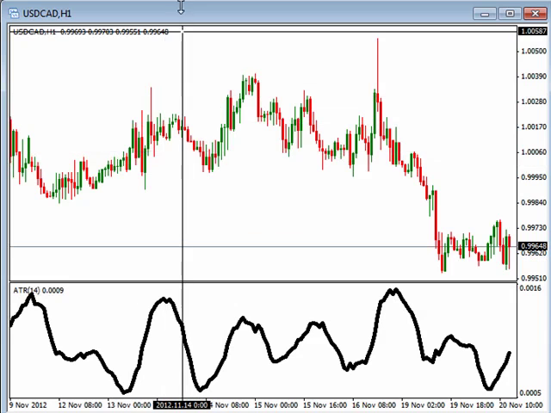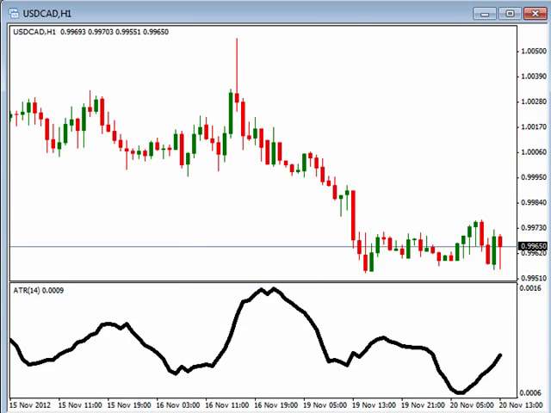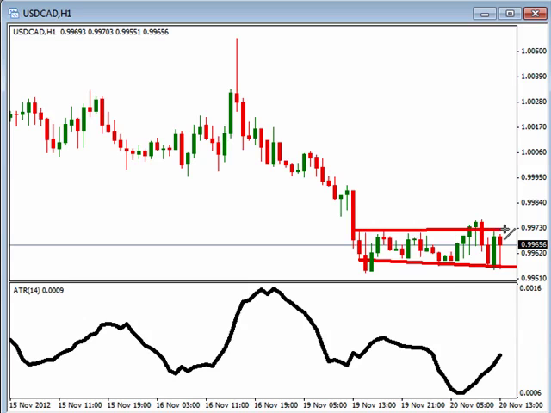Let's just kind of go through and see what's happening right now with a lot of these pairs. Now, here is the US CAD. Look how flat things are. Very flat in their movements. And again, we're getting closer to the holiday time, and we're going to see some potentially flat times and some volatile times during this.